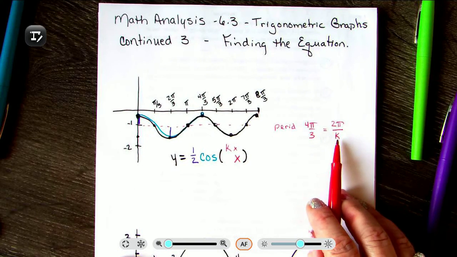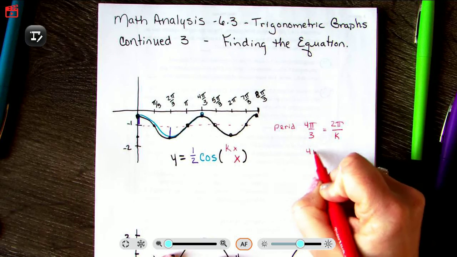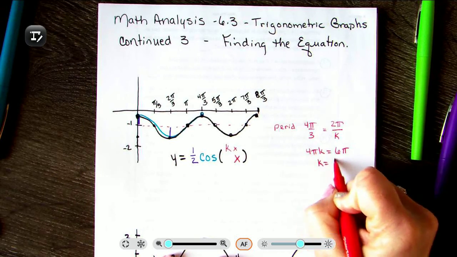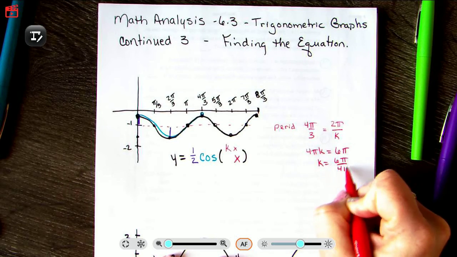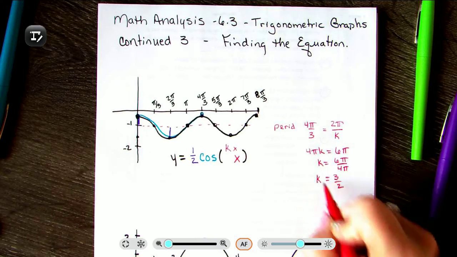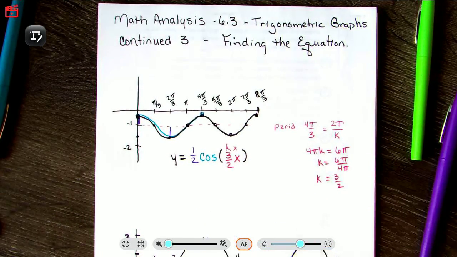And now what we need to do is solve for k. So I'm going to cross multiply and then divide and simplify. So k is 3/2. So I will have 3/2 x.